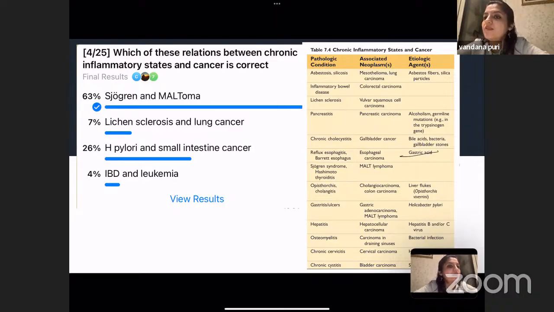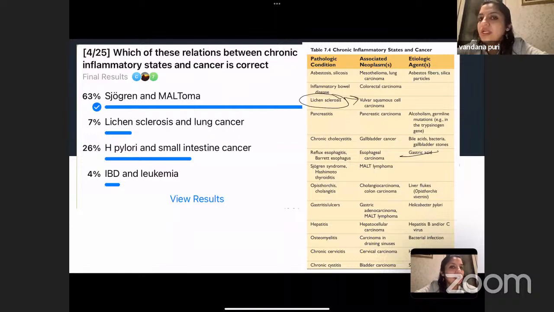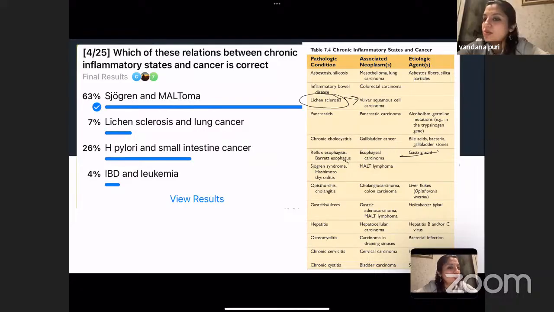Very important. Apart from that, if somebody asks you about lichen sclerosus, remember it causes vulvar squamous cell carcinoma. So lichen sclerosus is an important trigger for vulvar squamous cell carcinoma. H. pylori, all of you know that it causes stomach cancer. So we have just talked about Sjogren and Hashimoto, which cause MALToma. Lichen sclerosus causes vulvar squamous cell carcinoma, which we have just talked about. H. pylori can also cause MALToma, a lymphoma of the stomach.